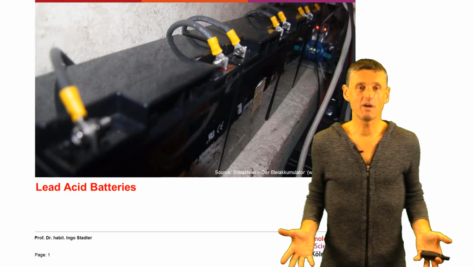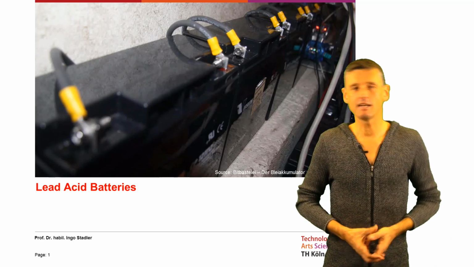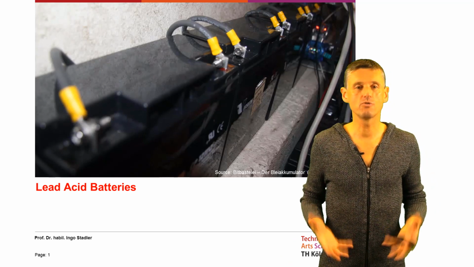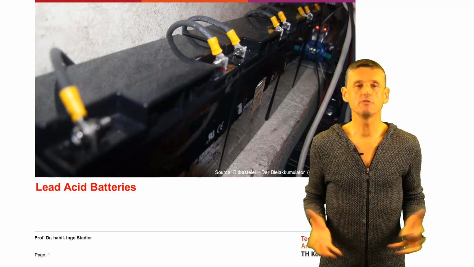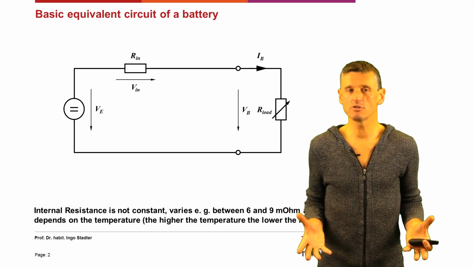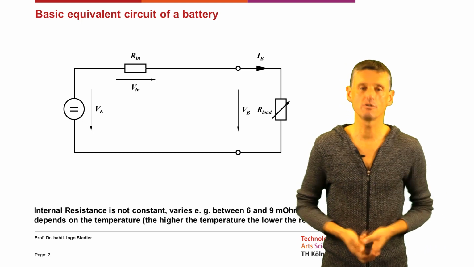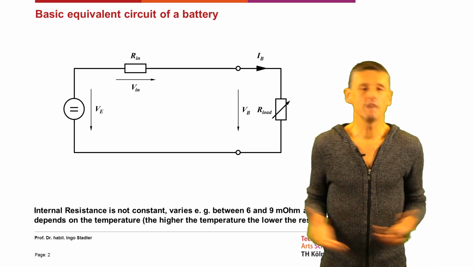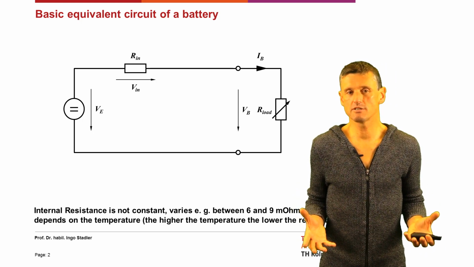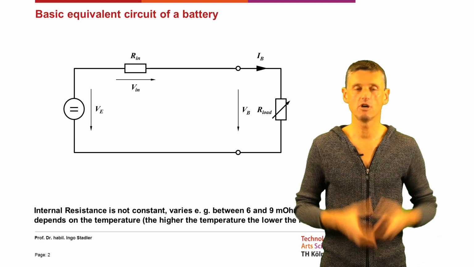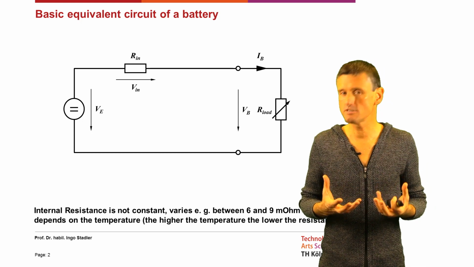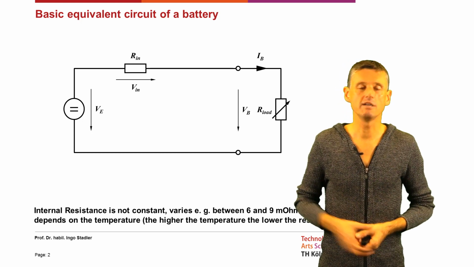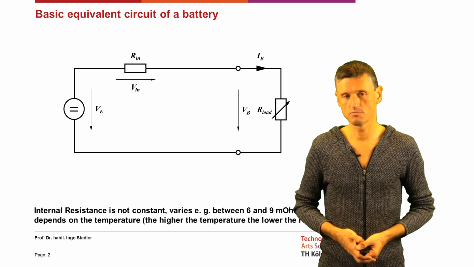Welcome to the second part of our lead-acid lecture, where we look at the operation of those lead-acid batteries. To do so, let's have a look at the basic equivalent circuit of a lead-acid battery. We can explain that it's just a serial connection of a direct voltage source with a resistance for the inner resistance. And there we can connect the loads.